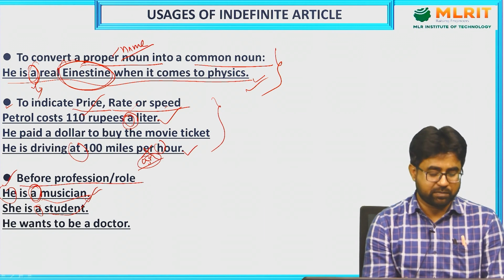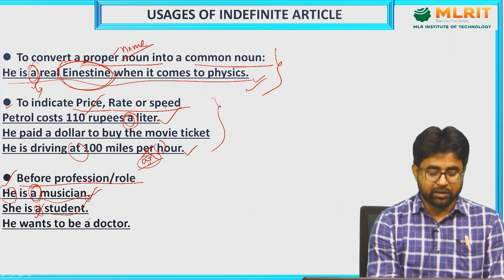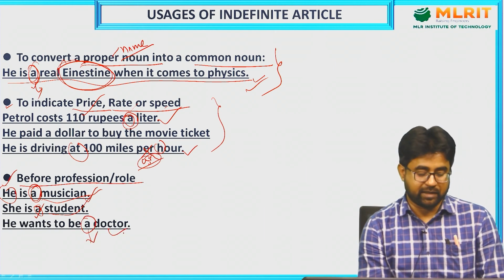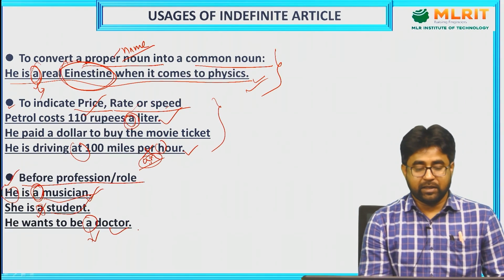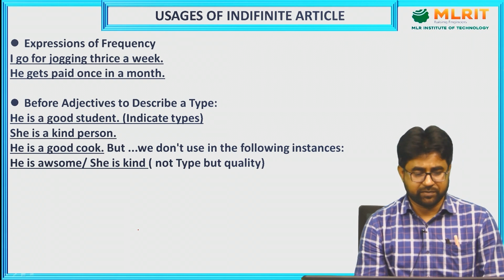What role is she playing? She is a student. That's why I am using the indefinite article. He wants to be a doctor. So it's about profession, and I am using an indefinite article here. Fine. Now let's come to the last two usages of articles, which are very important.